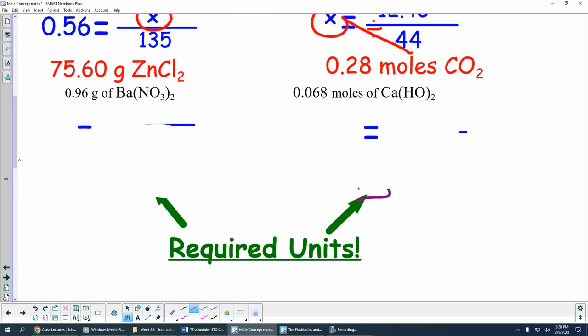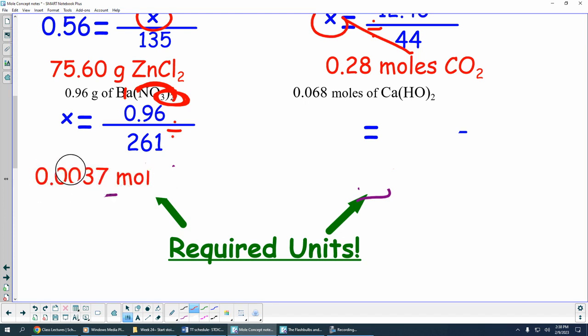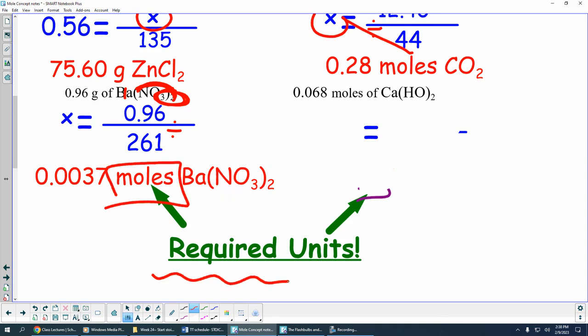If you haven't paused the program and tried these on your own, I'd say try to do them now. If not, let's keep going. I'm going to go 0.96 is my grams, and I want to find moles. 1 barium, 2 nitrogens, and 6 oxygens is going to add up to 261. When I divide those numbers in my calculator, you should get 0.0037 rounded moles. Again, that is a required unit of barium nitrate.